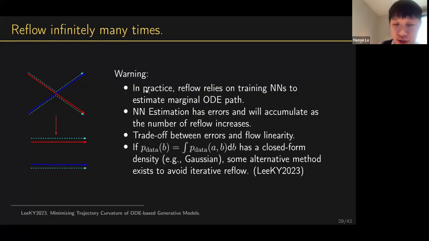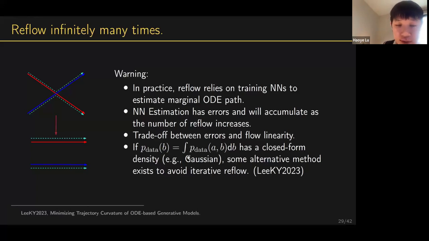That's a warning for practitioners. In practice, reflow relies on training neural networks to estimate the marginal ODE path. But neural network estimation always has some errors, and these errors will accumulate as the number of reflows increases. Therefore, there is always a trade-off between errors and reflow linearity. So basically, we need to stop at a certain point to preserve the image quality.